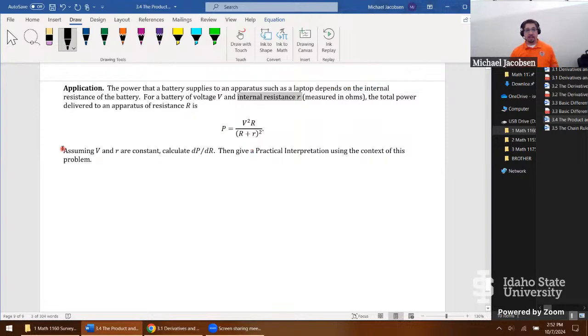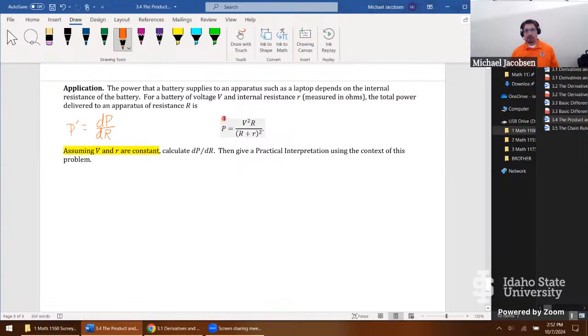But they make a big statement here, assuming that V and r are constant. So that's the uppercase V and the lowercase r. Those are just constants in this problem. We need to know that when we go to differentiate. It says calculate dP/dR. Think of that as P prime whenever you see that. But because this is an applied problem, Leibniz notation dP/dR is most preferred in this kind of setting.